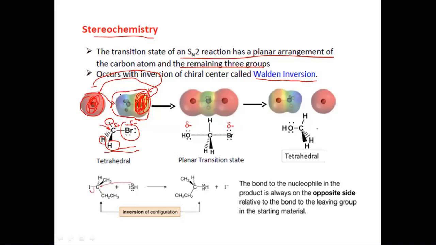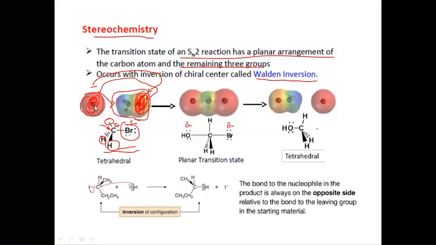Instead, in the backside attack there is no steric hindrance or electron repulsion caused by any of the substituents present on the carbon, and the nucleophile can easily approach the carbon carrying the leaving group from the back side rather than from the front side.